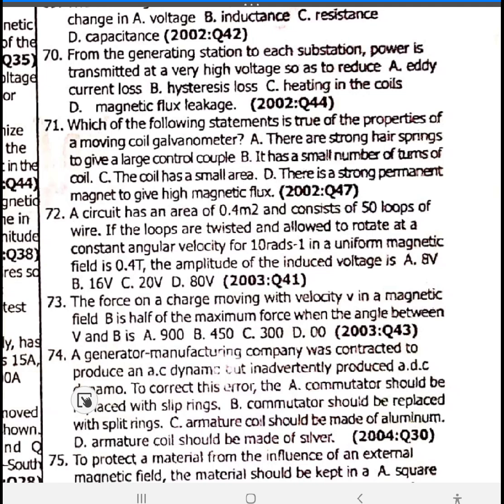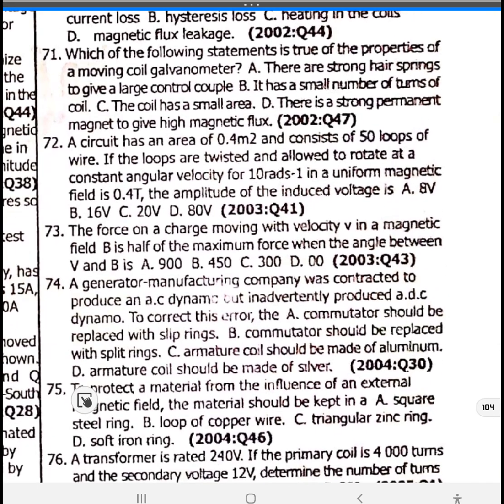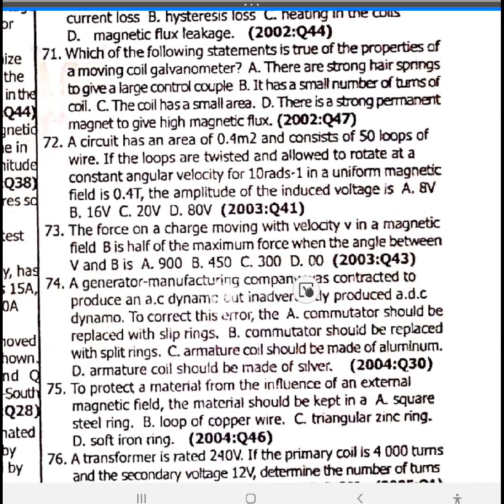73. 74. A generator manufacturing company was contracted to produce an AC dynamo, this one has to do with AC and DC, but inadvertently produced a DC dynamo. To correct this error, they will just need to change the commutator to slip rings. Option A. 74 is option A.